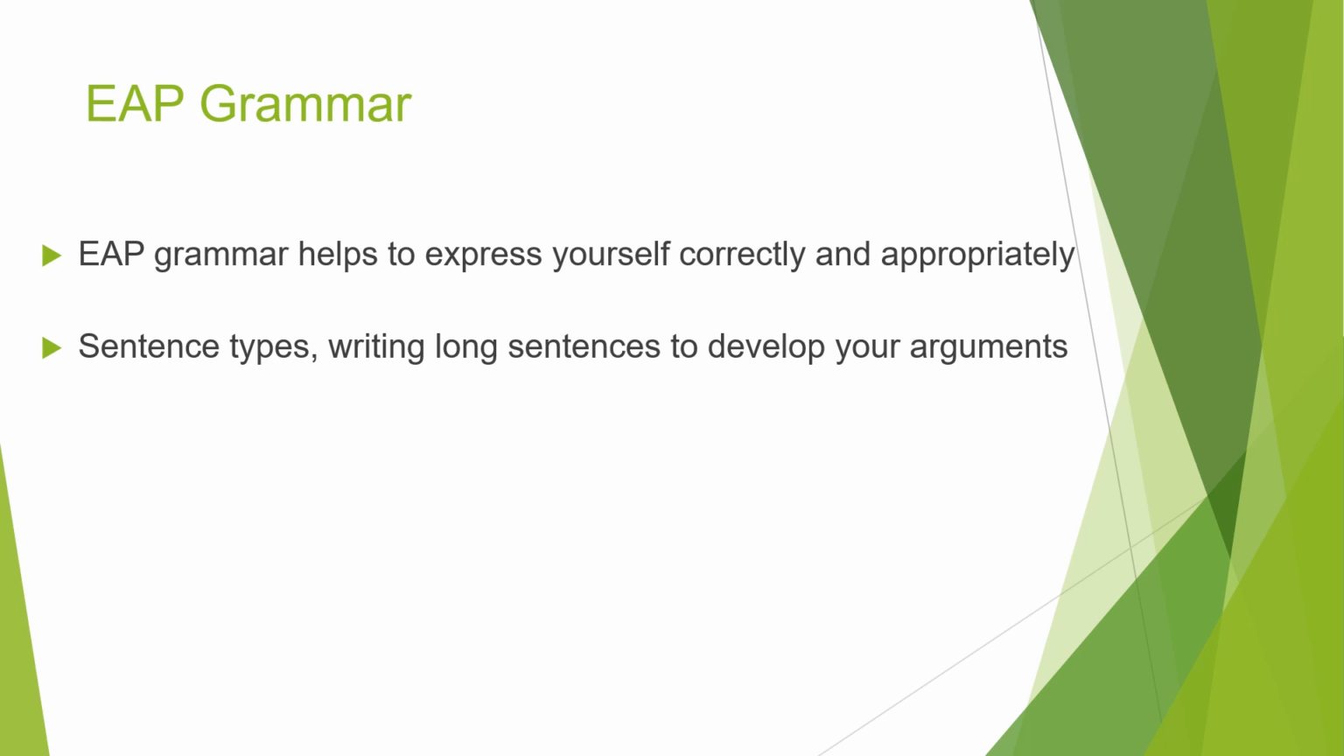Sentence types. Writing long sentences to develop your arguments. In academic writing, we tend to use complex and compound sentences compared to short sentences. The reason behind this is that complex and compound sentences give us more space and room to develop our ideas.